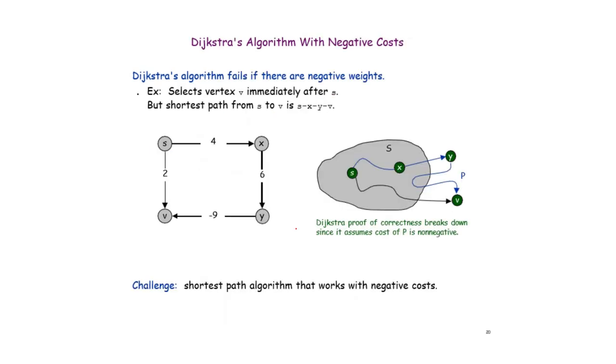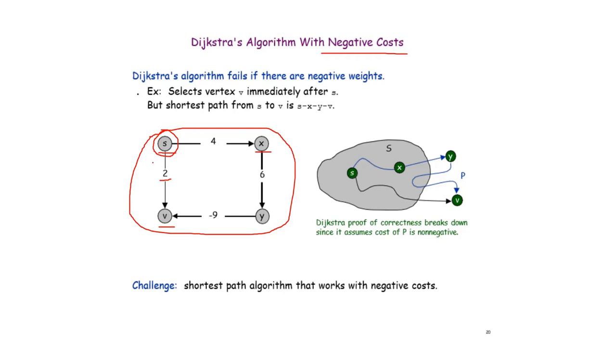The disadvantage of Dijkstra's algorithm is that it doesn't work with negative costs. So, for example, let's say that we have this kind of graph, and we need to find the shortest path from S to V. Initially, when in our set we have only S, we have two neighbors. One edge goes to X, and the second edge goes to V. Here we have cost 4, and the direct path has cost 2.